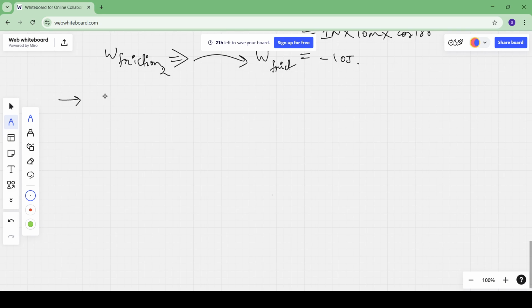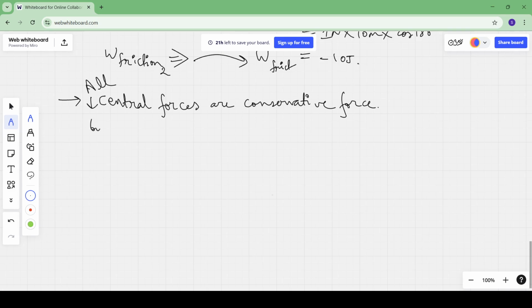There is one basic line which is going to help you determine whether a force is a conservative force or not. Central forces are conservative forces. This is one basic thing which you can use. So all central forces are conservative forces, but the reciprocal is not true. You have to keep this in mind.